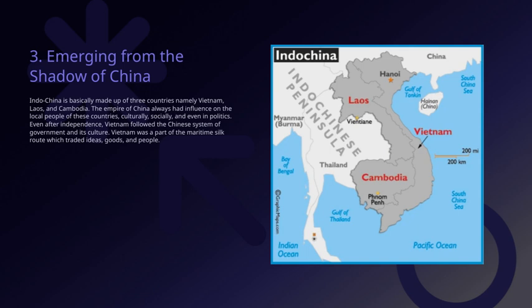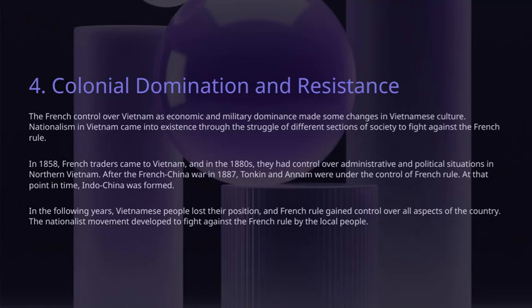As we explore this further, you'll see how these influences gradually evolved, allowing these nations to emerge from the shadow of China while still carrying its legacy. So, in the years that followed, we see that the Vietnamese people gradually lost their traditional position of power, and French rule started to take over all aspects of life in the country. This period saw the development of a strong nationalist movement, with local people uniting to resist French domination.